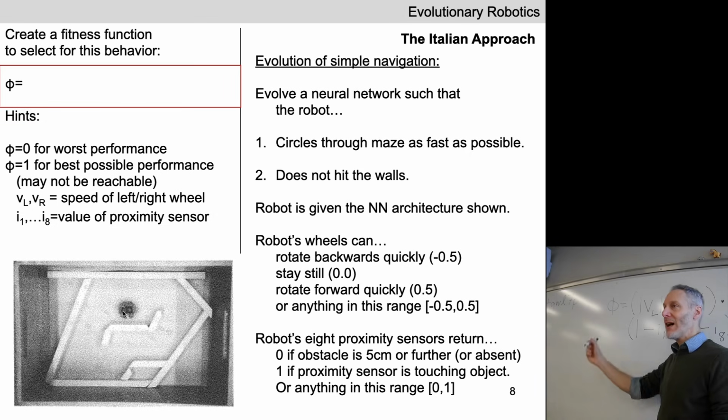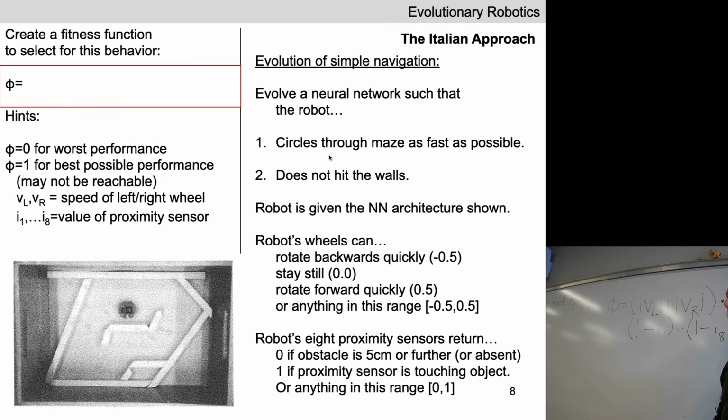Will larger values of phi indicate robots that are doing a better job of circling through the maze as fast as possible and not hitting the walls? And will lower values of phi indicate the robot's doing a worse job at that? I think it could have a pretty high value and just be going in circles if both wheels are at max speed in the opposite direction.